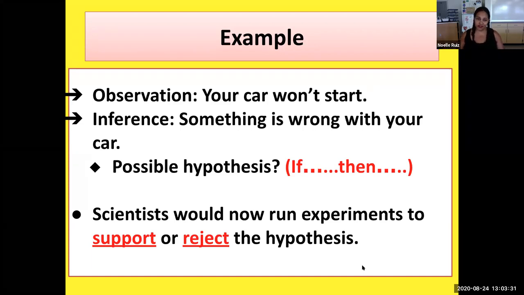And then in the end, you can either say, scientists say, I reject that hypothesis or I support it. If you fill up your car with gas and your car starts, you know that you were correct. Your hypothesis was correct. So we say your hypothesis was supported. If you fill up your car with gas and still your car won't start and nothing happened, well, that hypothesis gets rejected and you got to start all over and make another one.